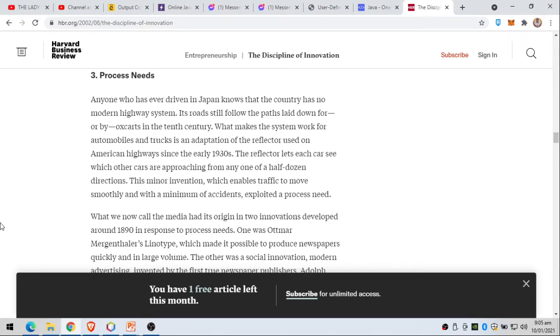What makes the system work for automobiles and trucks is an adaptation of the reflector used on American highways since the early 1930s. The reflector lets each car see which other cars are approaching from any one of a half-dozen directions. This minor invention, which enables traffic to move smoothly and with a minimum of accidents, exploited a process need.